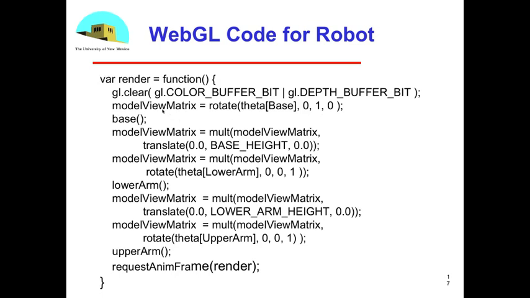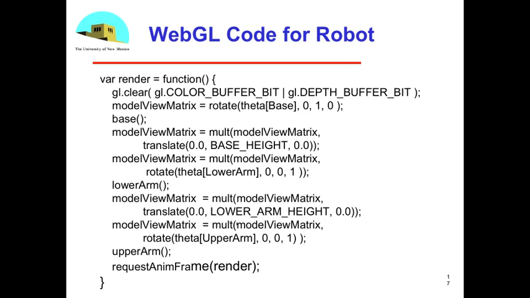And now I get a model view matrix when the viewer is in the default position, and I draw the base with that model view matrix. Now I update the model view matrix by multiplying it by this translation and this rotation. This rotation, if you go back, you'll see that the rotation was about the z-axis in the model coordinate system for both the lower arm and the upper arm. I apply those matrices to the model view matrix. Now I draw the lower arm with that model view matrix.